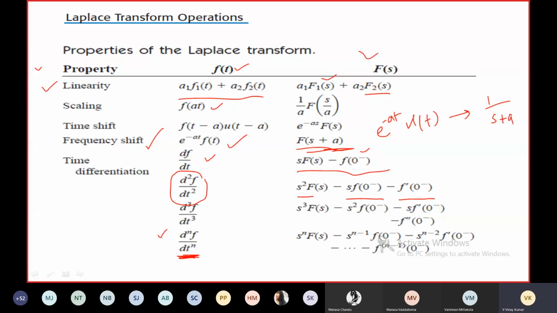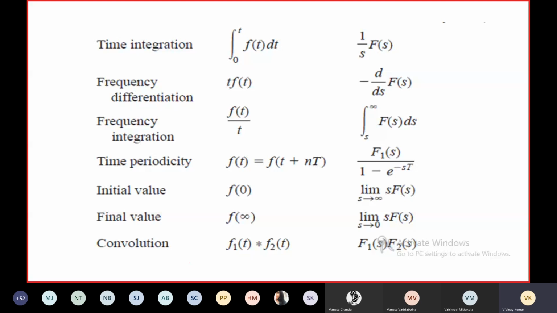Nth order differentiation. Laplace of nth order differentiation, you can have this. Next, time differentiation. Laplace of this is this. Frequency differentiation: Laplace of t into u of t means minus d by ds of F of s. Frequency integration, you know, right?